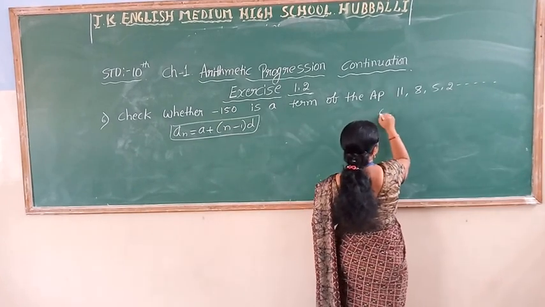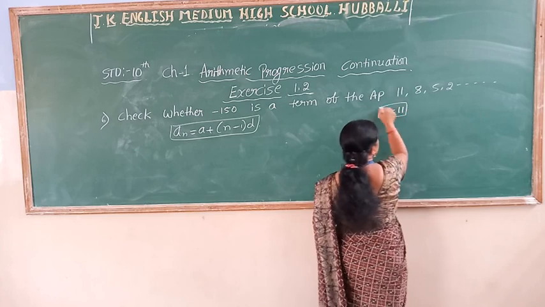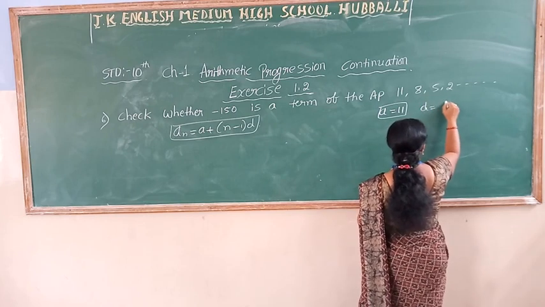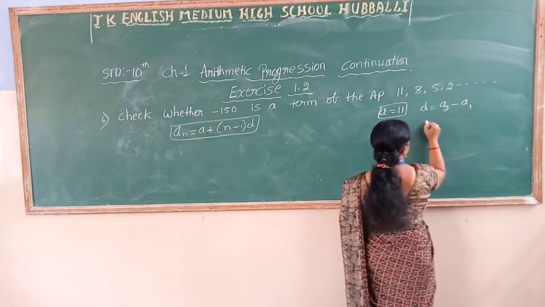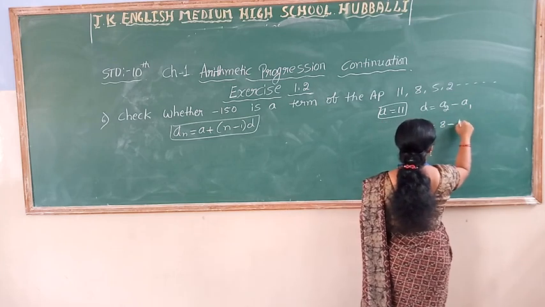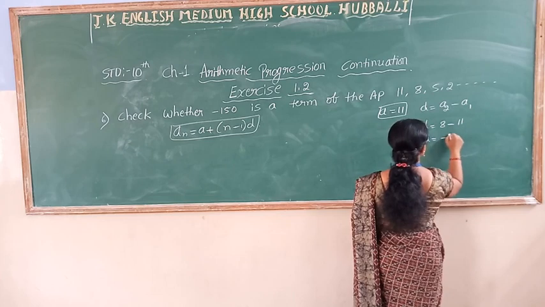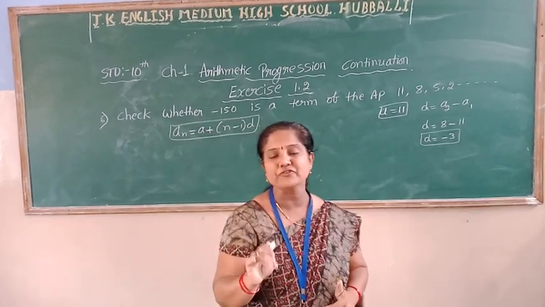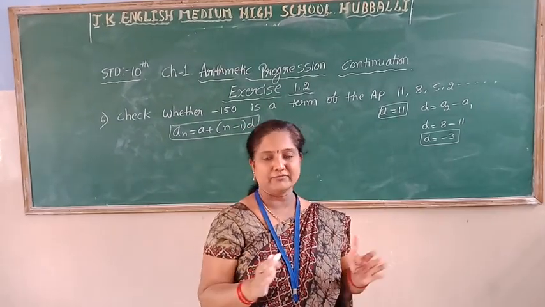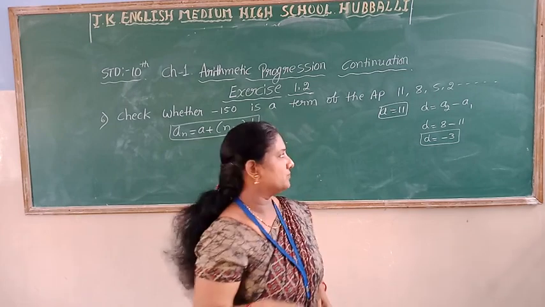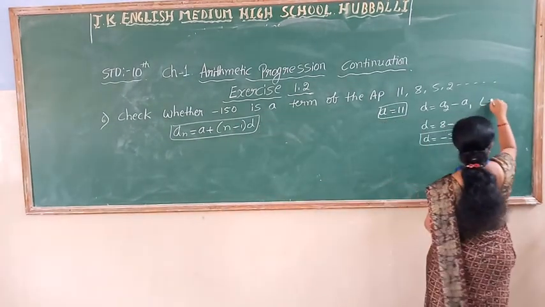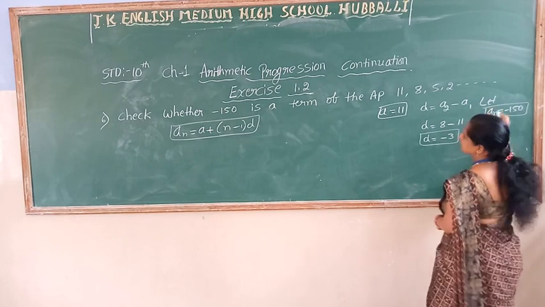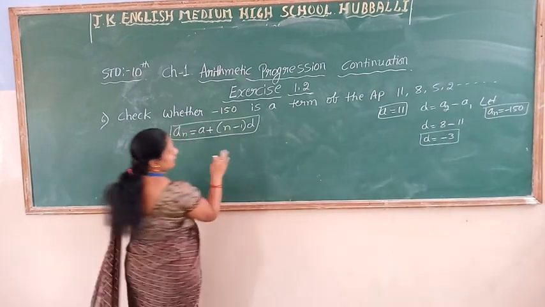The first term is nothing but the A value. So A value is 11, and the D value you can find by subtracting the first term from the second term. So D is equal to 8 minus 11. D value is minus 3. Let A, we don't know, but they ask whether minus 150 is a term of that AP, so we will assume that minus 150 is one term of that AP. So let A n is equal to minus 150.